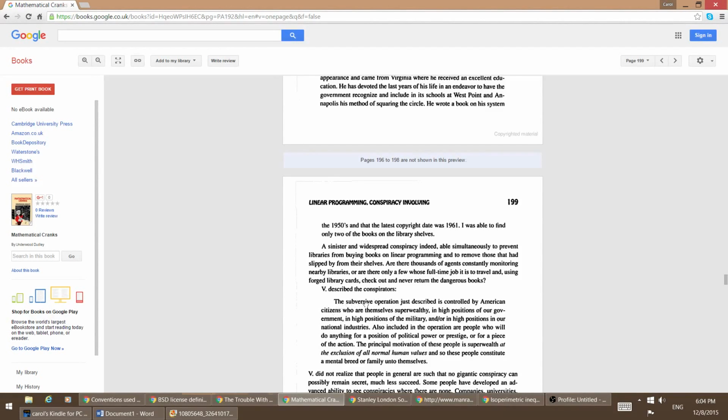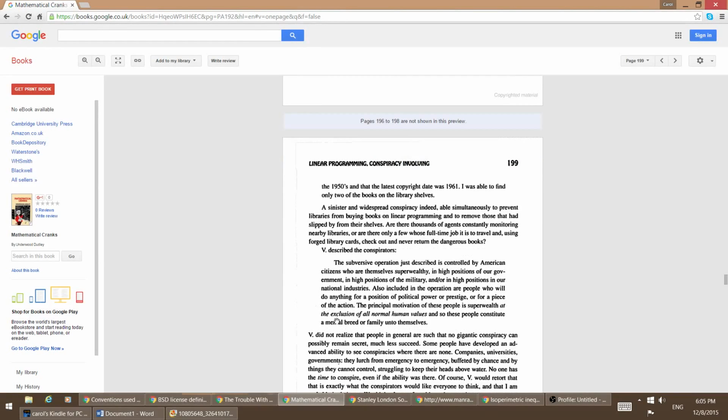Describe the conspirators. The subversive operation just described is controlled by American citizens who are themselves super wealthy in high positions of our government, in high positions of the military, and or in high positions in our national industries, national associations, right? Also included in the operation are people who will do anything for a position of political power or prestige as for a piece of the action. The principal motivation of these people is super wealth at the exclusiveness of all normal human values, and so these people constitute a mental breed or family unto themselves.